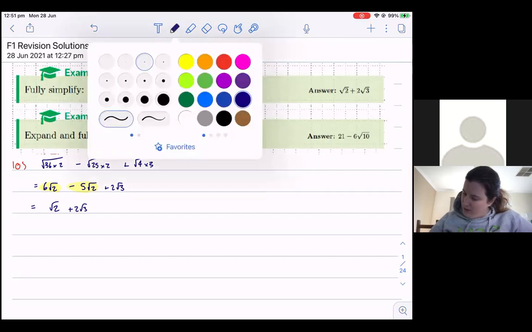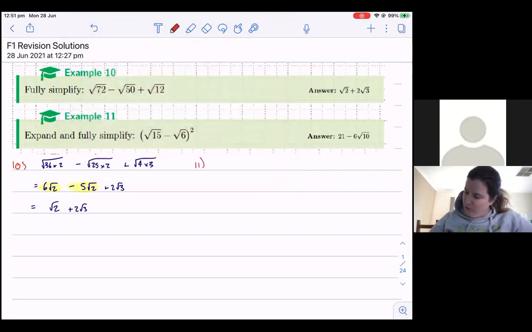With the next one, example 11, we've got root 15 take root 6 squared. Now you could expand the brackets, like literally write it down, root 15 take root 6, root 15 take root 6. But we're going to take the shortcut. Remember, every time something is squared, it's the first one squared, root 15 squared. Because there's a minus, we're going to have minus 2 times the first one, root 15, times the second one, root 6, plus the second one squared, root 6 squared.